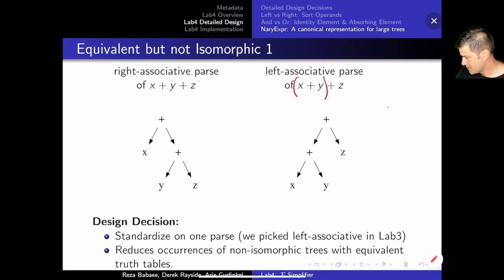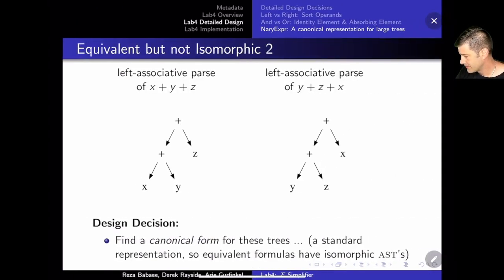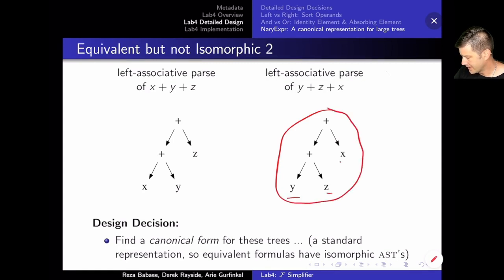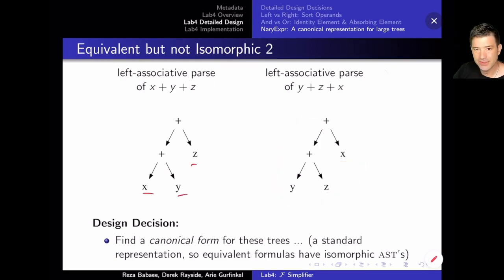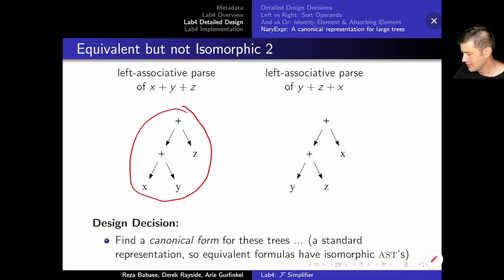So that's 1. Okay. And then 2, whenever we apply our simplifications, we want to have a canonical representation for those trees. So here, for example, the order is y, z, x, and so certain simplifications may apply. Whereas here the order is x, y, z, and maybe other simplifications apply. And so we'd like to get to this parse always, even if an input is not in the right form.